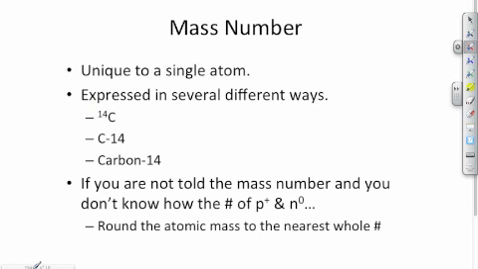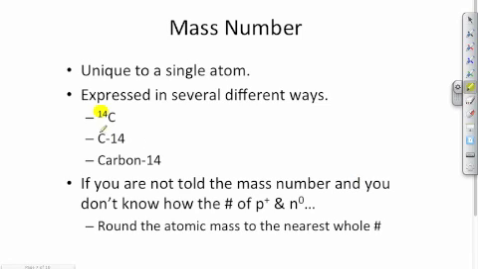Let's go back to this whole notion of the mass number. It is unique to a single atom. Different atoms can have different mass numbers. That is because they can have different numbers of neutrons. It can be expressed in many different ways. Sometimes you can just write the symbol of the element and then put the mass number in the upper left corner. Here we have a pretty famous atom. That's a carbon-14 atom used in radioactive dating.